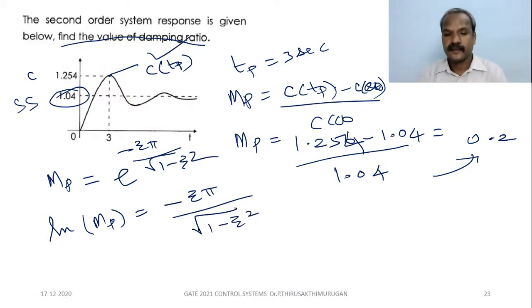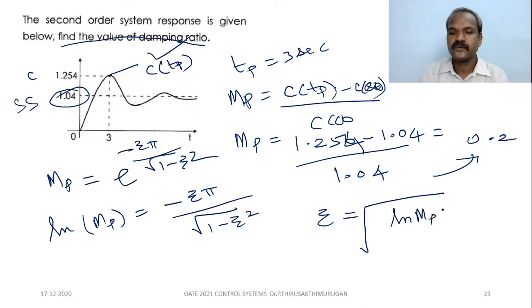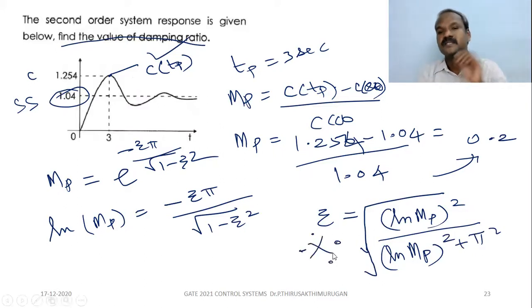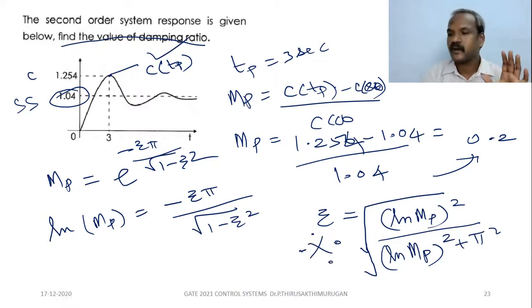Then we can square on both sides, so we can get an expression for zeta. You remember this: zeta will be equal to the square root of ln MP whole square divided by ln MP square plus pi square. So please remember this relation: zeta equals square root of (ln MP square divided by (ln MP square plus pi square)).